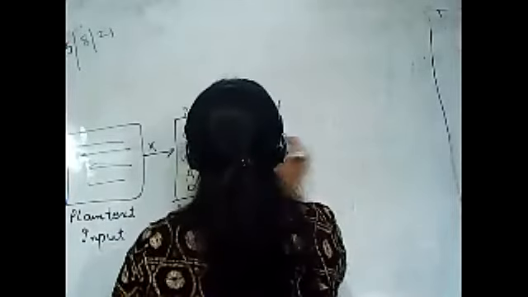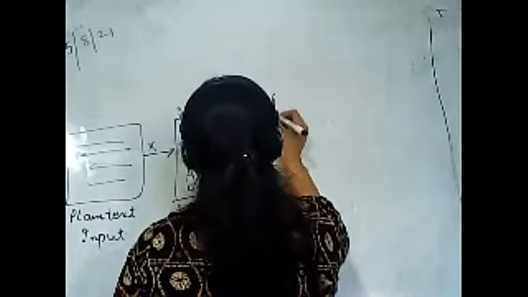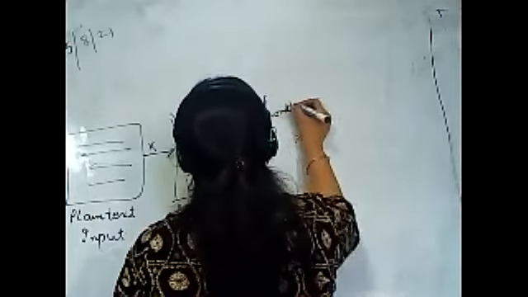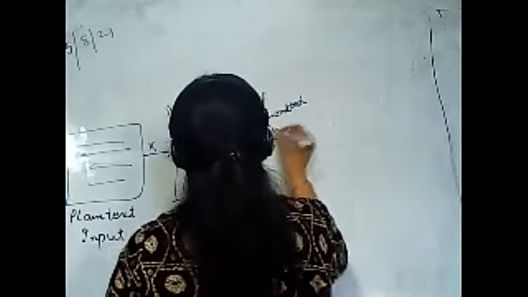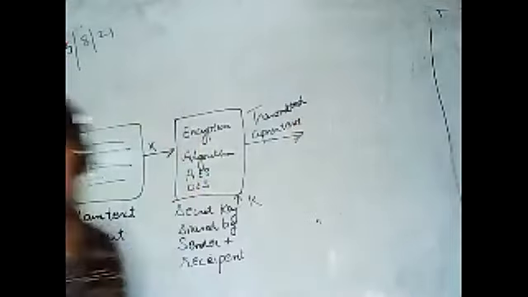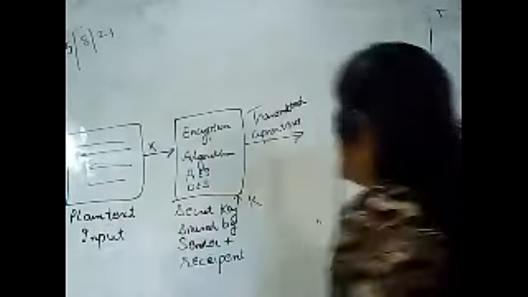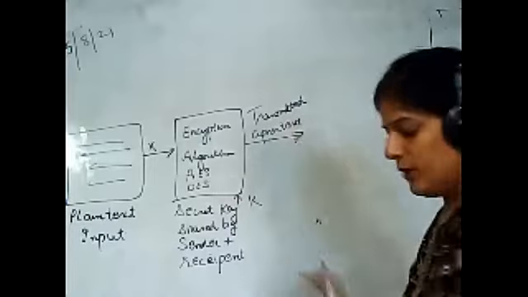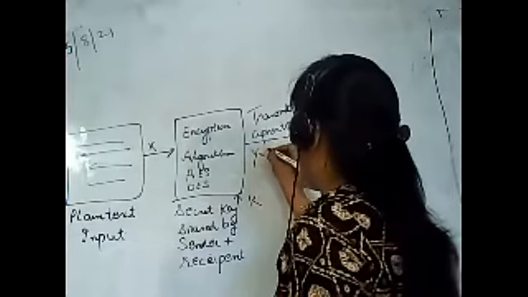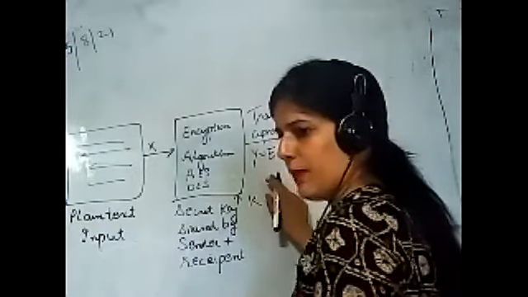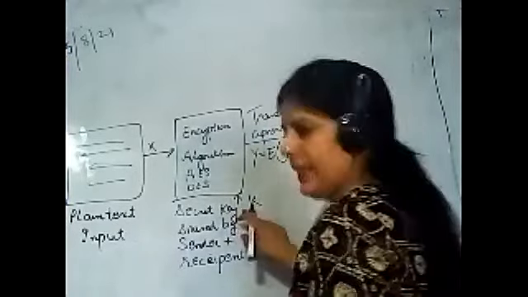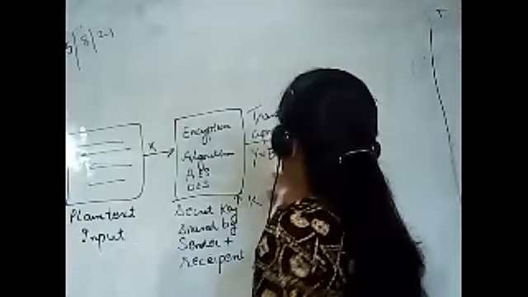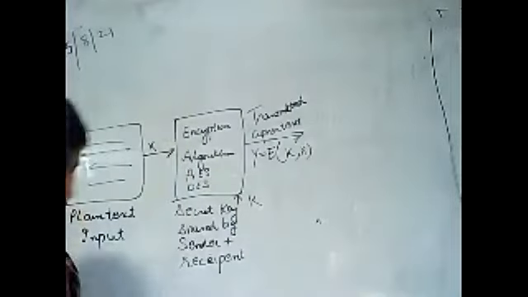Now we will transmit the ciphertext. When we are encrypting a particular message, we are getting the ciphertext message. So this is your transmitted ciphertext here. How have we represented it? Y equal to E, that is the encryption part, applied with the help of a key K to the message X. So Y equal to E of K and X.